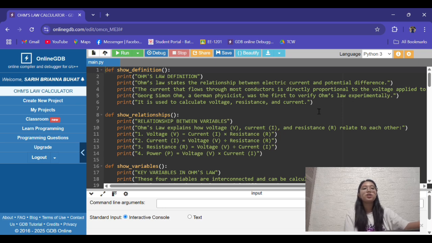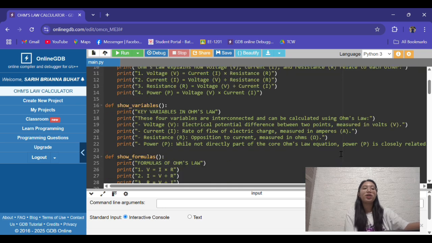Next is the relationship function, or the showRelationship function. It uses the print command to show how voltage, current, and resistance are mathematically connected. It helps users understand how changing one variable will affect the others using formulas derived from Ohm's law.